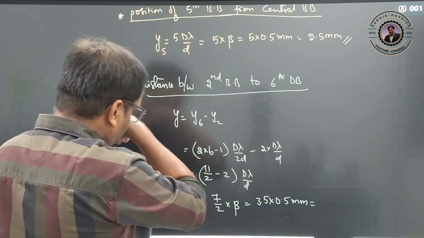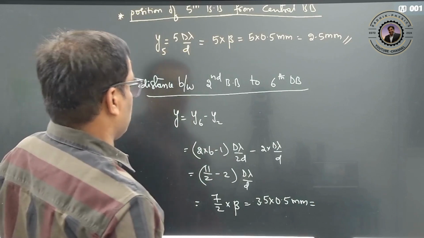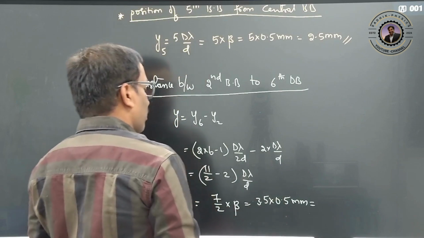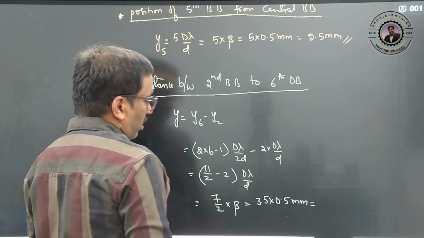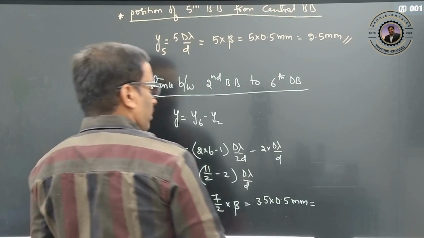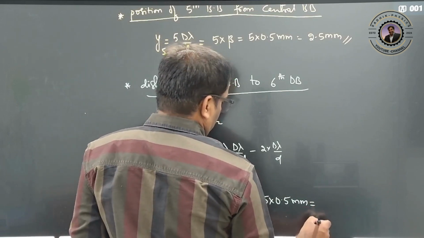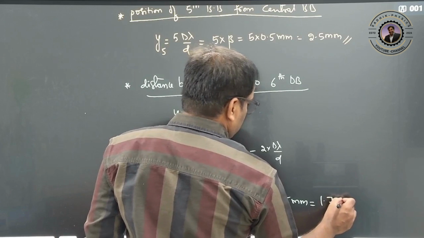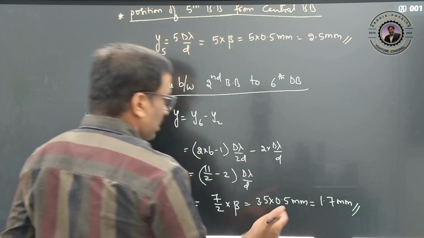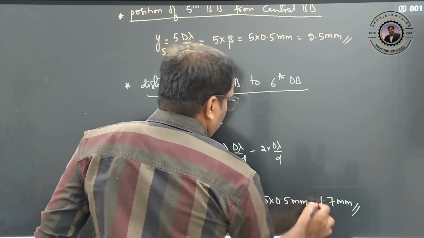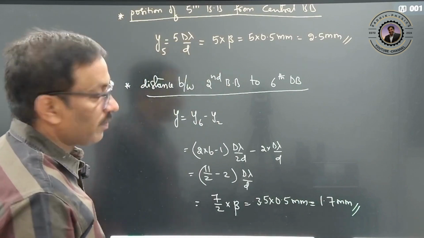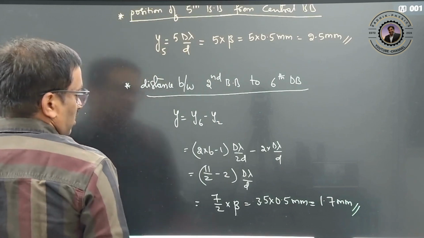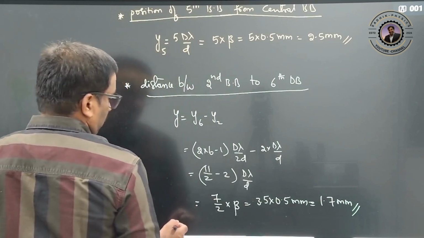Clear, na? Right. So 0.5 is nothing but 1 by 2. So therefore 1.75 mm. Similarly you can simplify it and you can get your answer. Clear, right? Again they may ask you one more question.